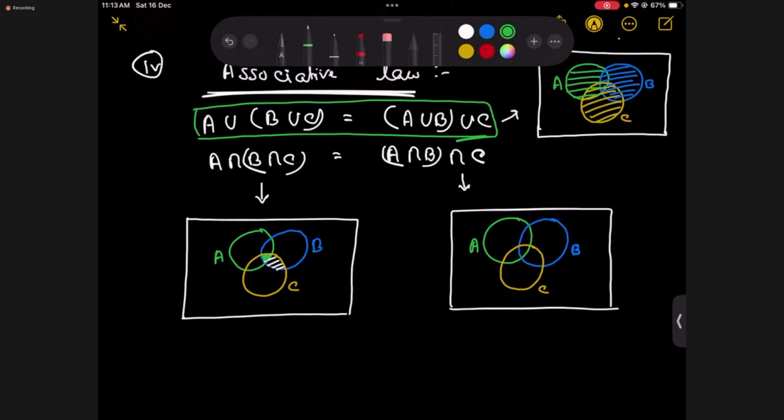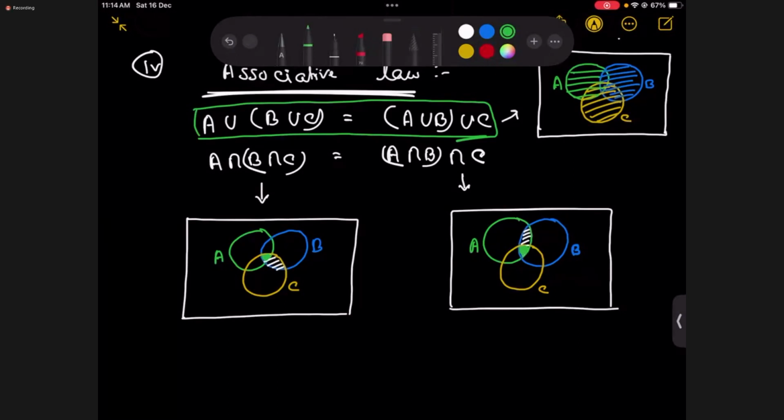Now, in this case, what will we get first? First, we will do A intersection B. So this is it, and now we are taking the intersection with C. So we will get this green part. So clearly you can see both sides' shades are the same. Whatever we obtain on the left and on the right, both are the same.